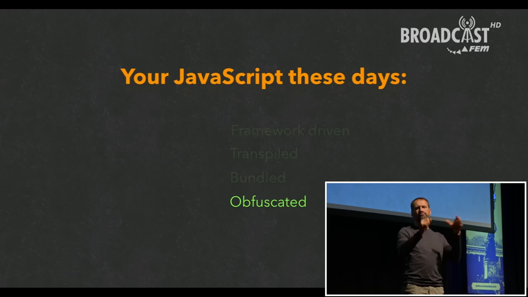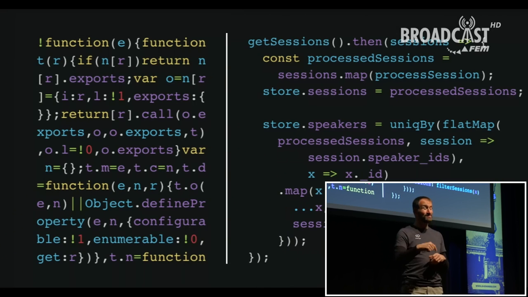And this is a little more near and dear to my heart. So on the left side, you have your obfuscated code, which is what the actual web application is running. And the right side, you have the source mapped source, which is what you wrote.